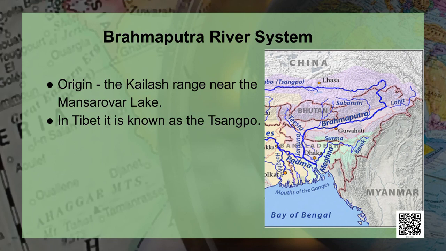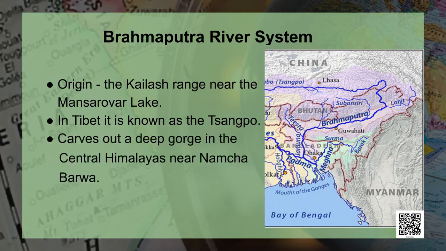It emerges as a turbulent and dynamic river after carving out a deep gorge in the central Himalayas near Namcha Barwa, which is located at 7,755 meters. The river emerges from the foothills under the name of Siang or Dihang.